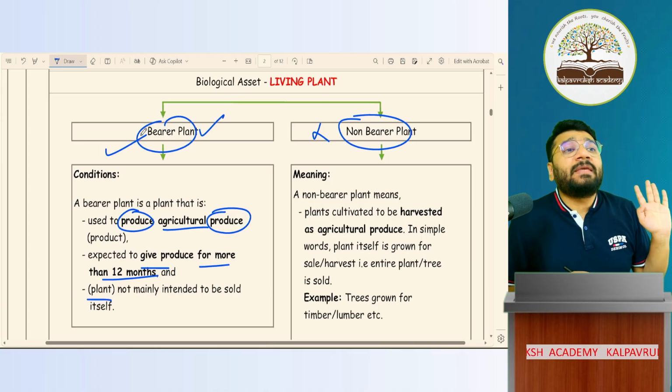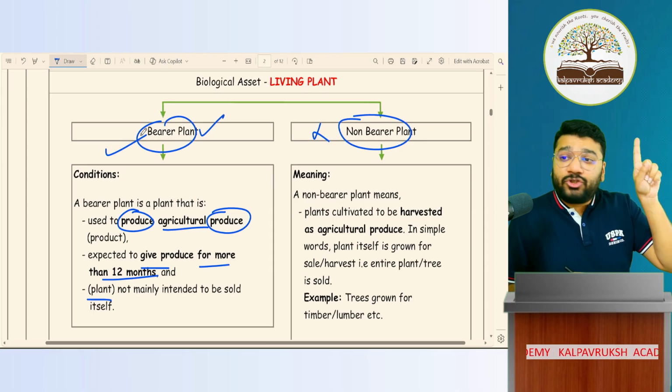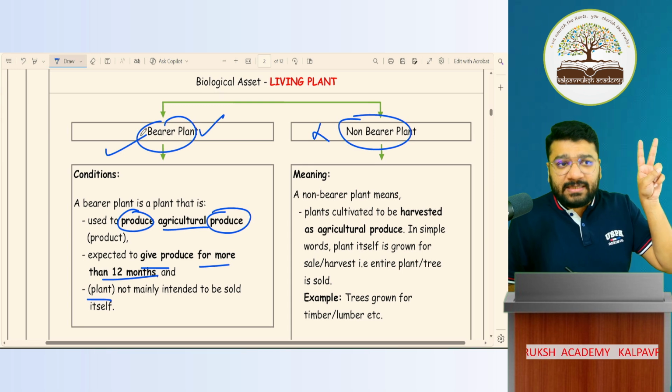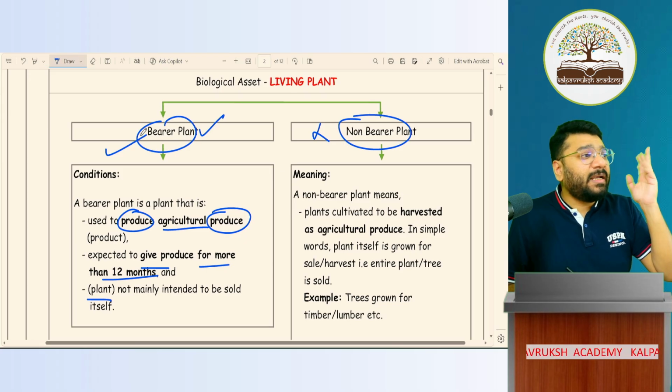This becomes PPE. What is the definition of PPE? What are the three conditions of becoming PPE? It should be tangible. It should be used in the production, or it should be used for selling or giving services, or for rental purpose, or for administrative purposes. Correct? Third condition, I should be using this asset for more than 12 months. If all the three conditions are satisfied, it is PPE.